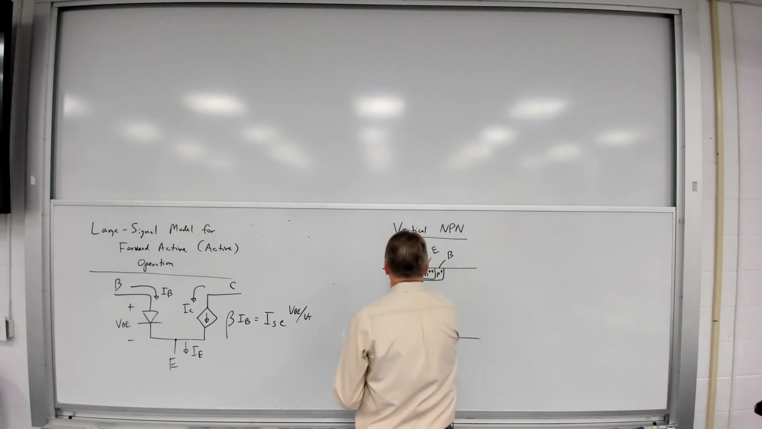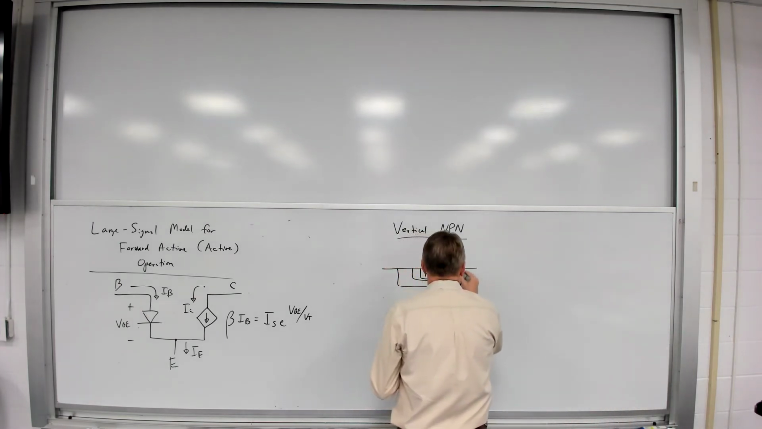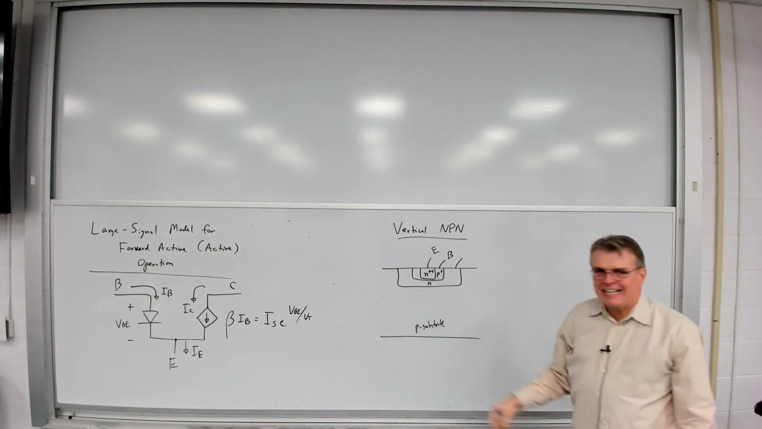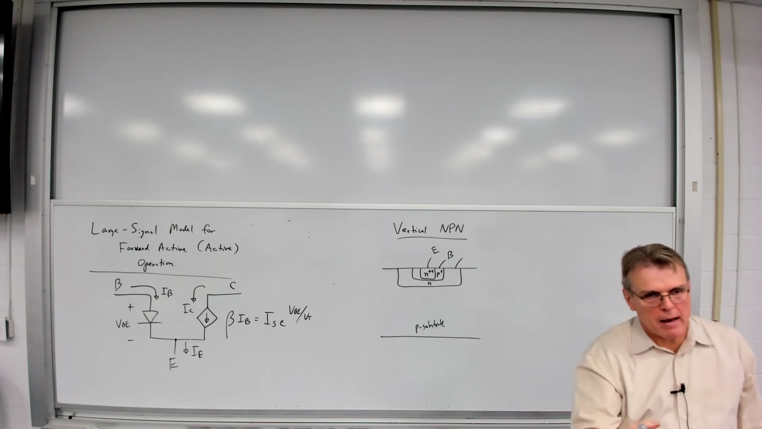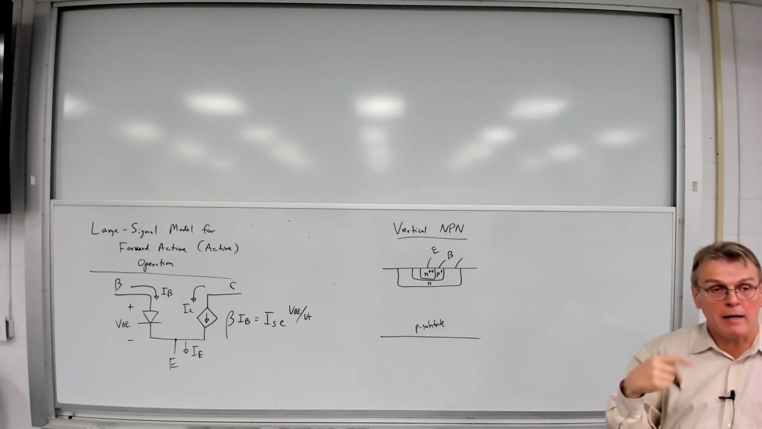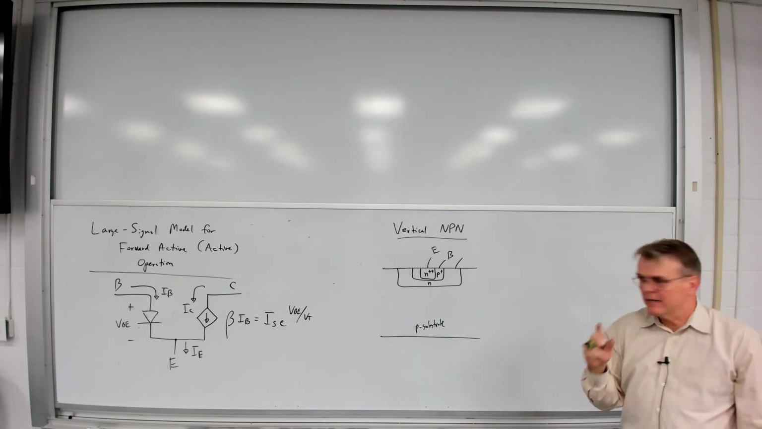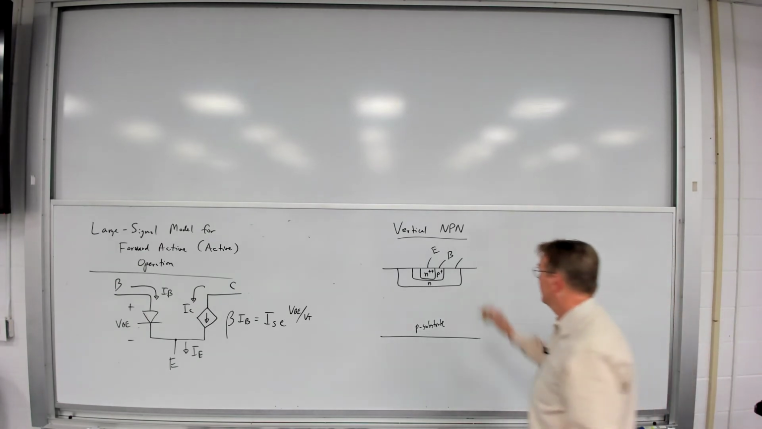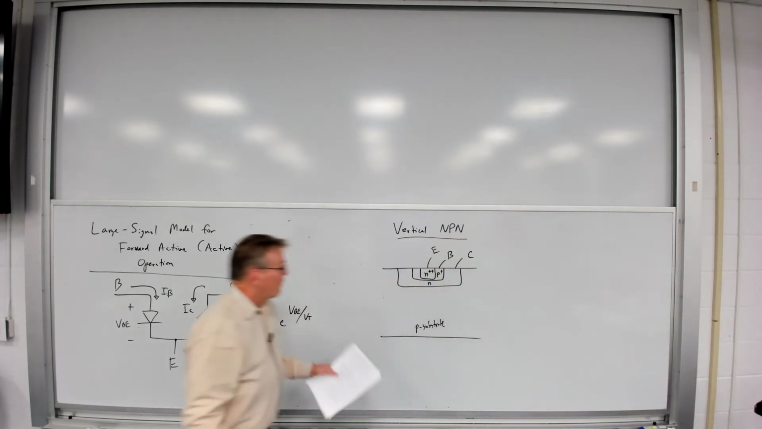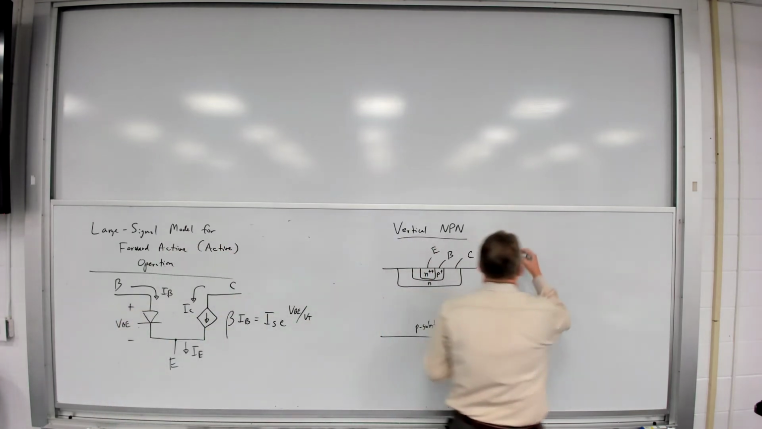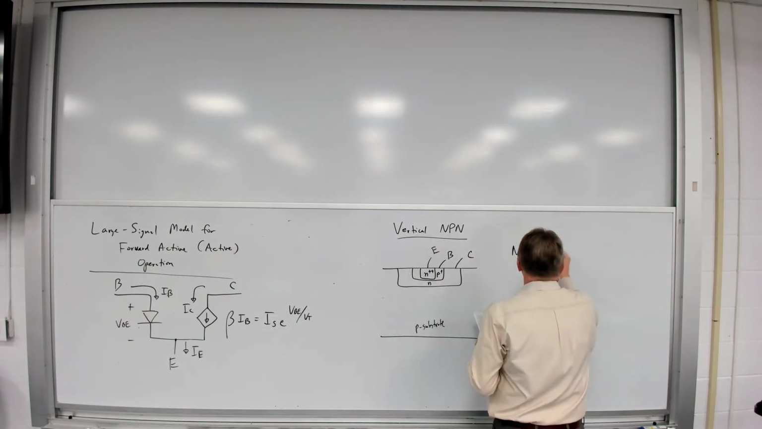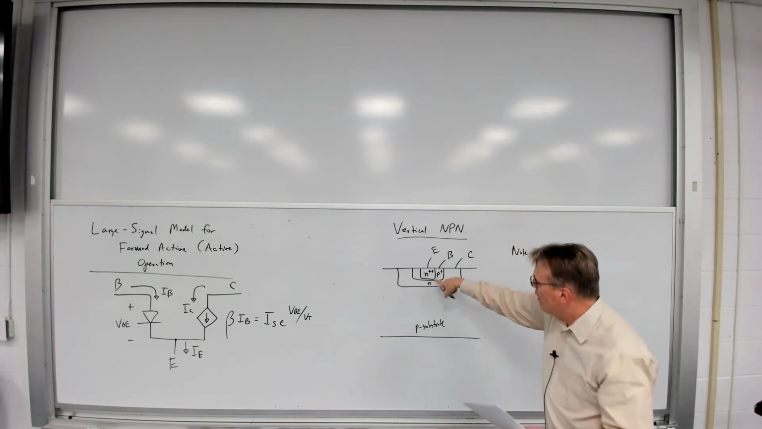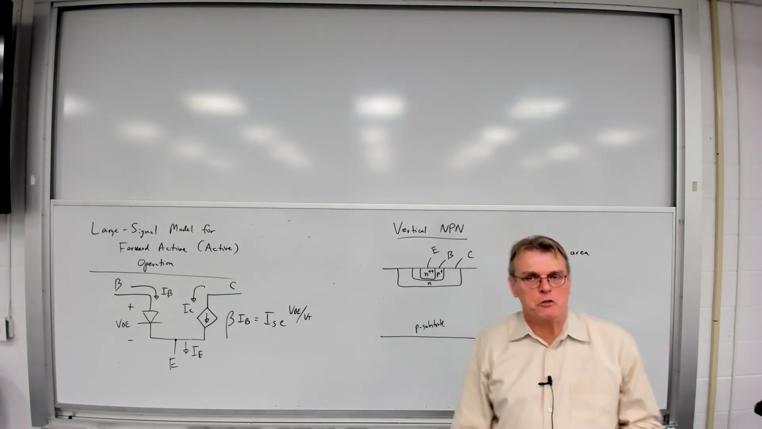And then we'll have our collector. So an N++, a P+, and then an N. So the emitter is more highly doped than the base, which in turn is more highly doped than the collector. We also note that the collector-base junction area is going to be larger than the emitter-base junction area.